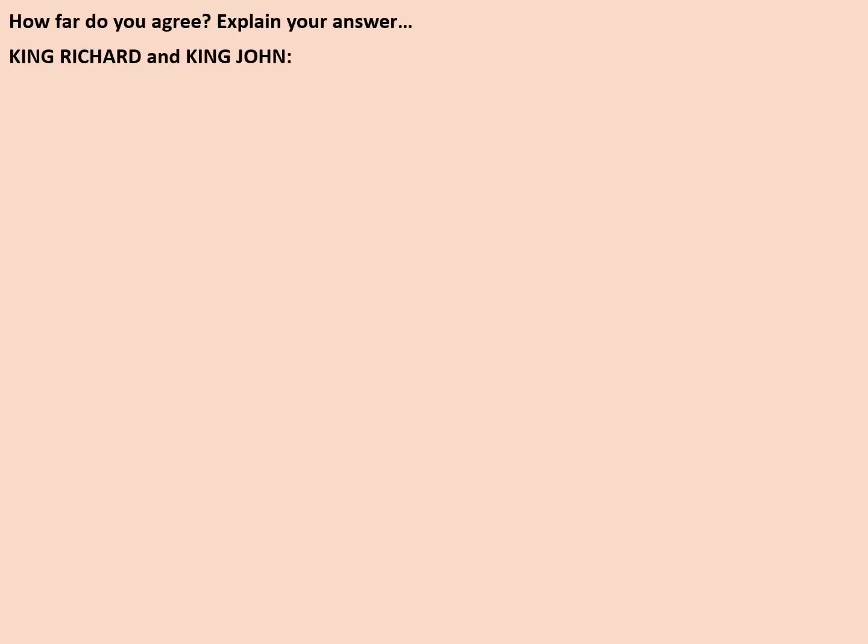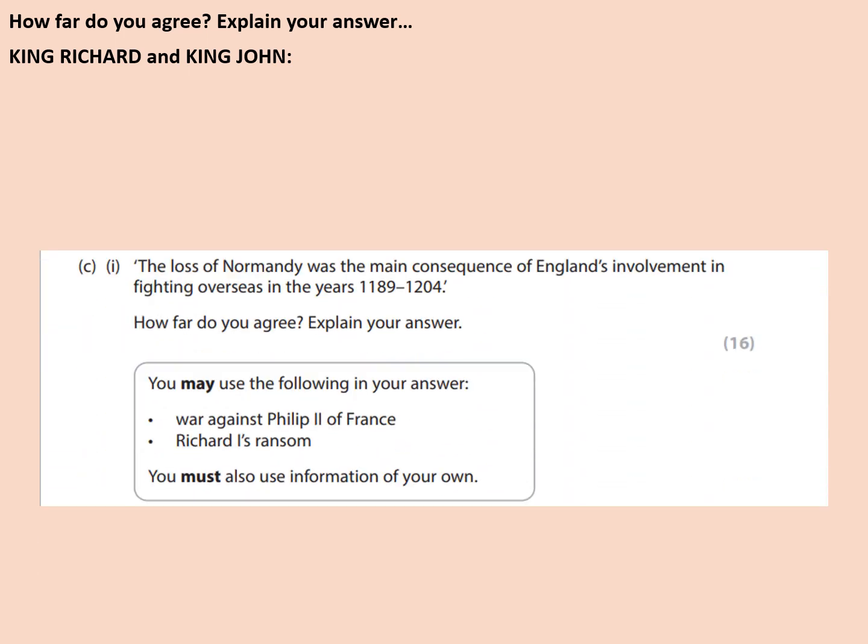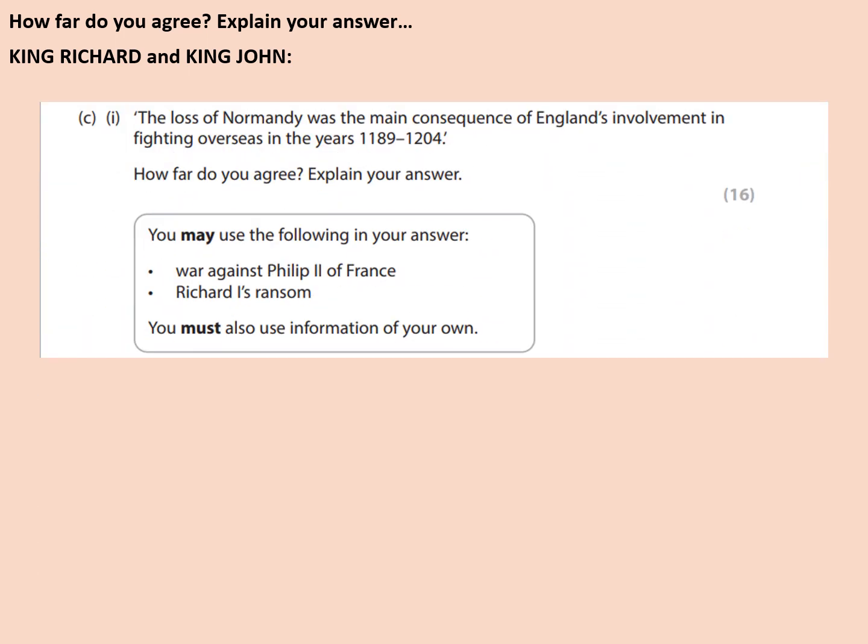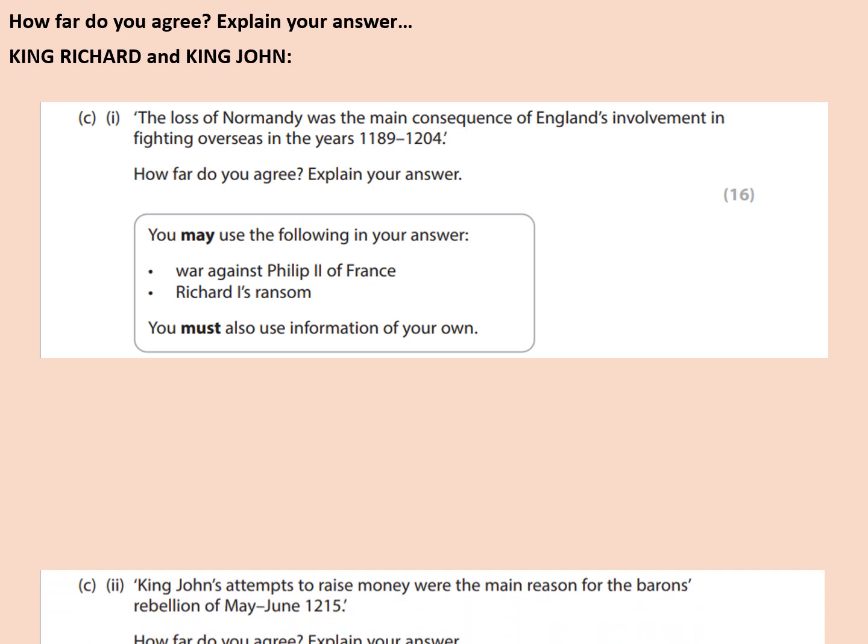If you're studying King Richard and King John, here are some questions from previous papers. The loss of Normandy was the main consequence of England's involvement in fighting overseas in the years 1189 to 1204. How far do you agree? Explain your answer. Your stimulus points being the war against Philip II of France and Richard I's ransom.